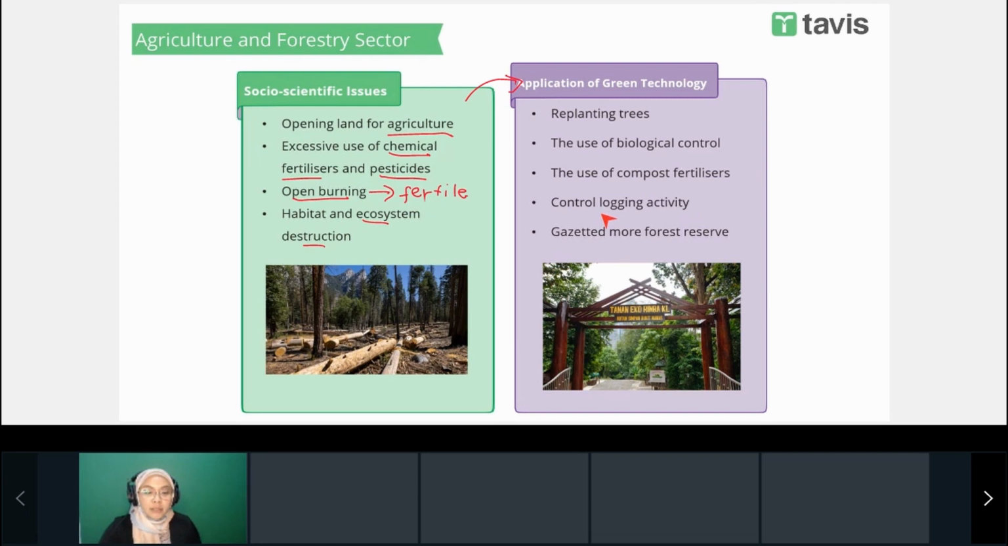Okay. The other step to apply green technology to overcome the socio-scientific issues is to control logging. We control the logging activities, so not much logging is allowed. And then we gazette more forest reserves. In a gazetted forest reserve, no one can do logging activity. Apart from that, we can also impose a higher fine on those who do illegal logging.